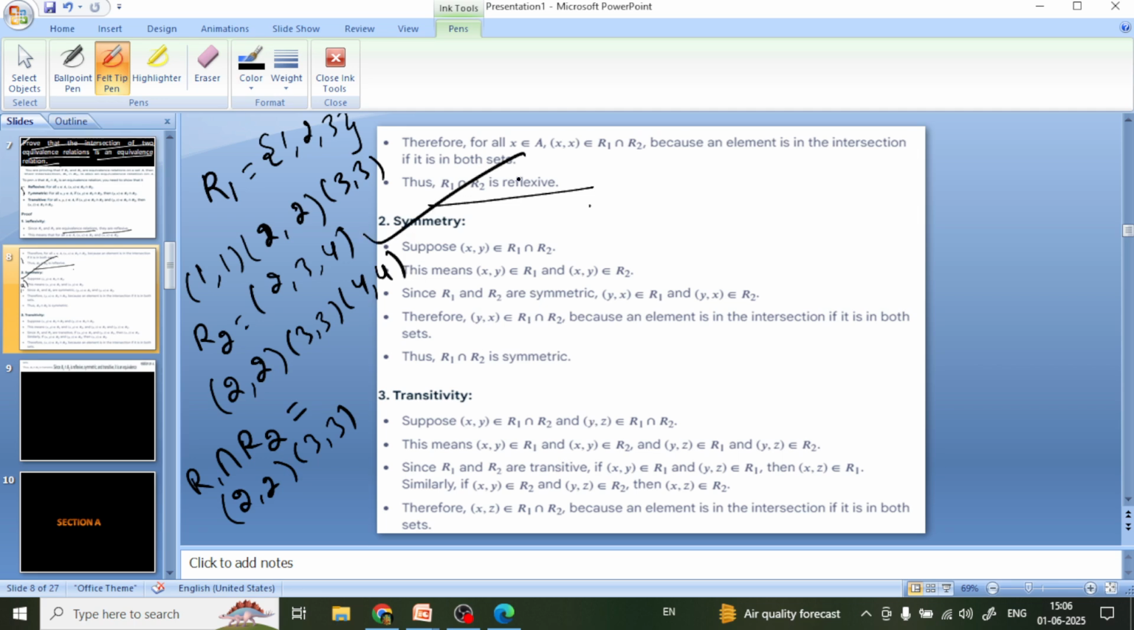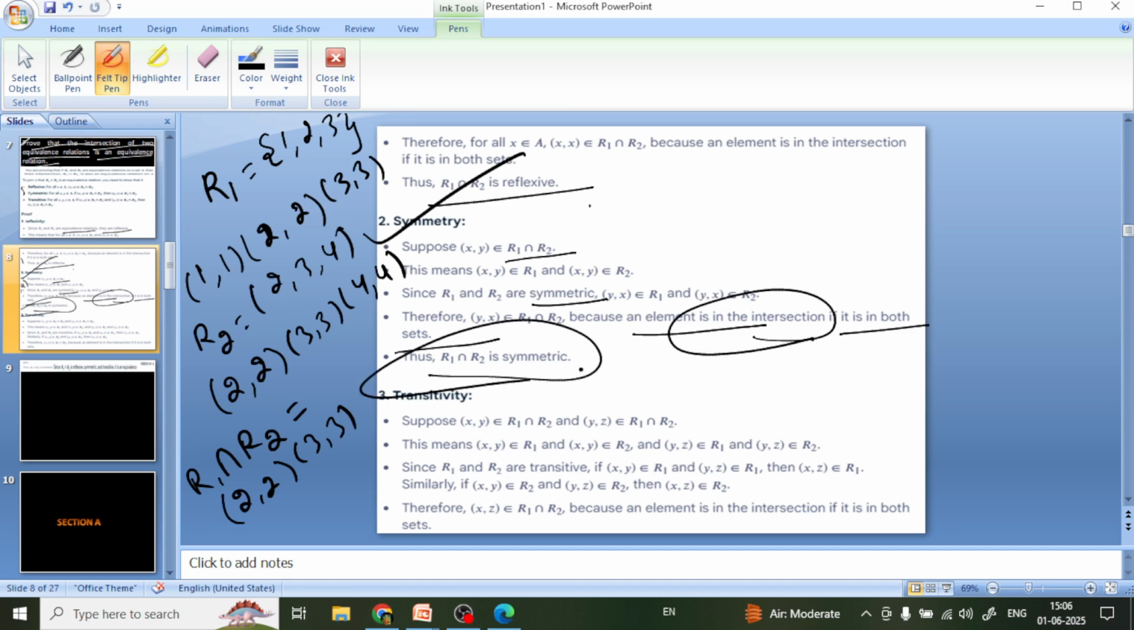Second, symmetric. Suppose (x, y) belongs to R1 intersection R2. This means (x, y) belongs to R1, and (x, y) also belongs to R2. R1 and R2 are both symmetric, so (y, x) belongs to R1 and (y, x) belongs to R2. Therefore we can say (y, x) belongs to R1 intersection R2, because an element in the intersection is in both sets, so we can say that it is symmetric.